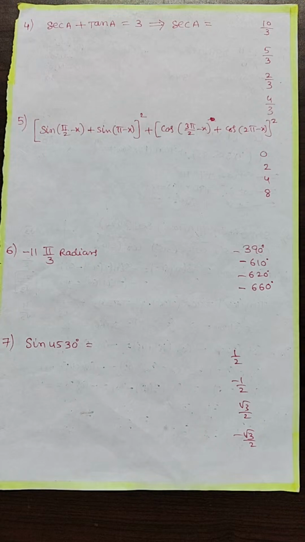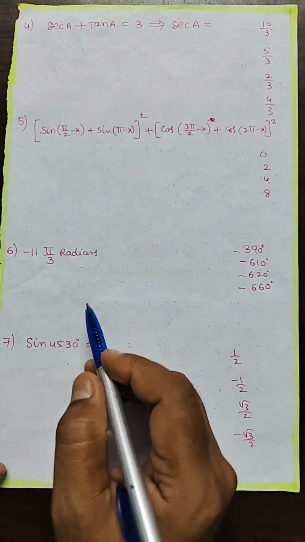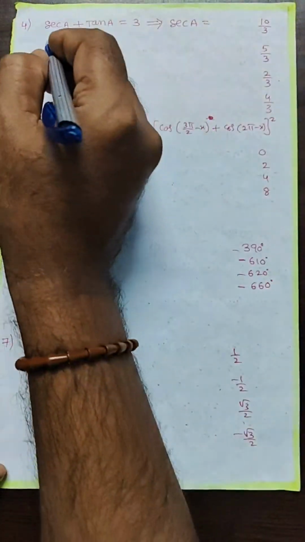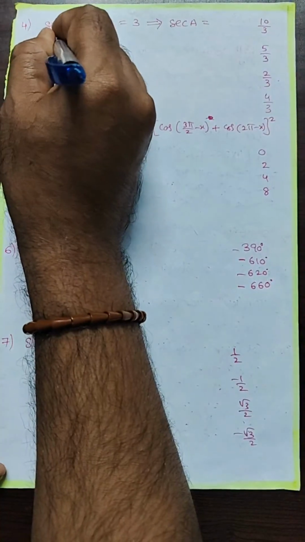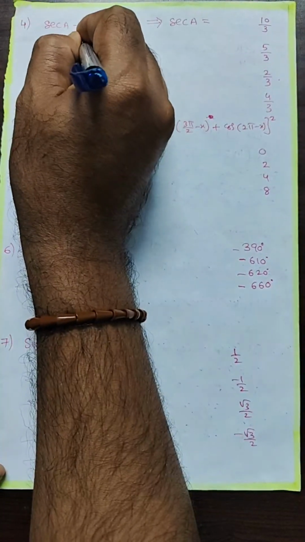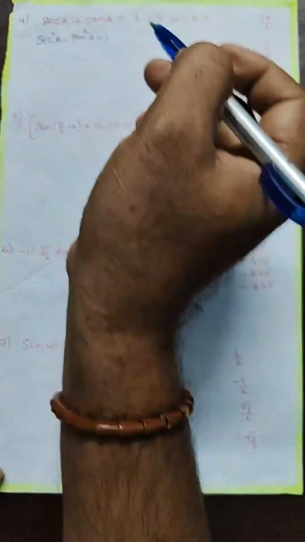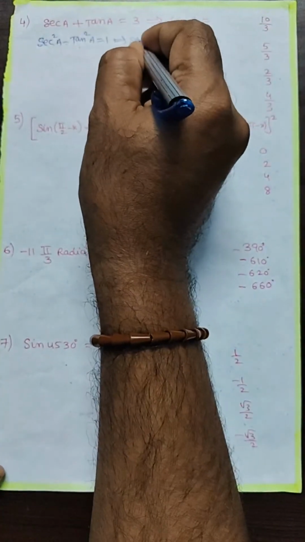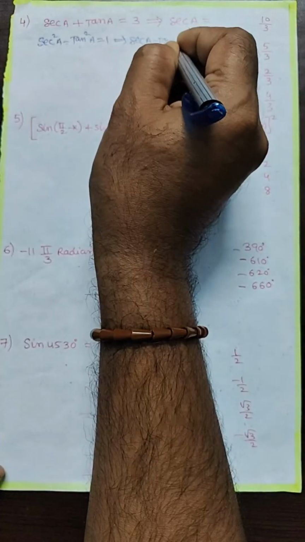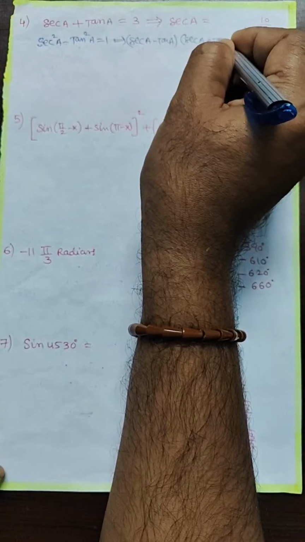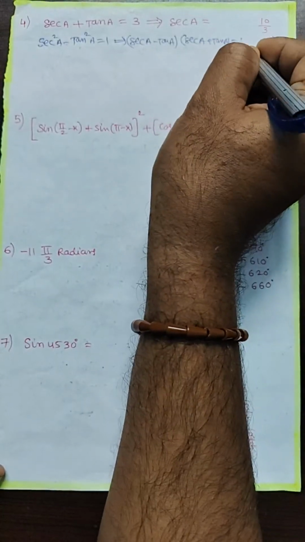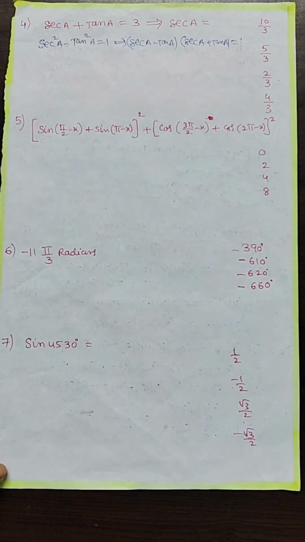So let us have a discussion on the questions. Sec A plus tan A equal to 3. Then sec A equal to... So we have the formula sec square A minus tan square A equal to 1, no? So from this we can write (sec A minus tan A) into (sec A plus tan A) equal to 1.